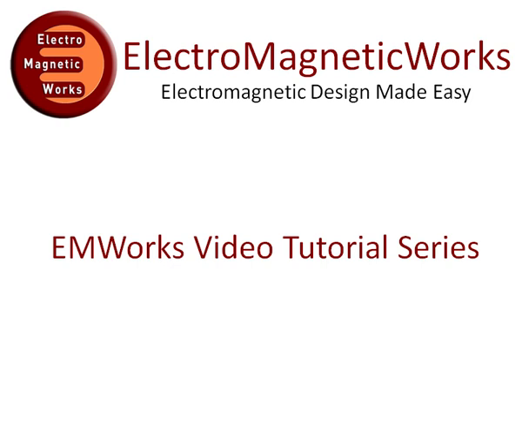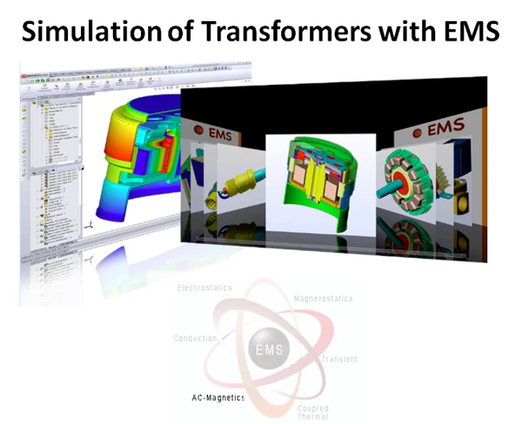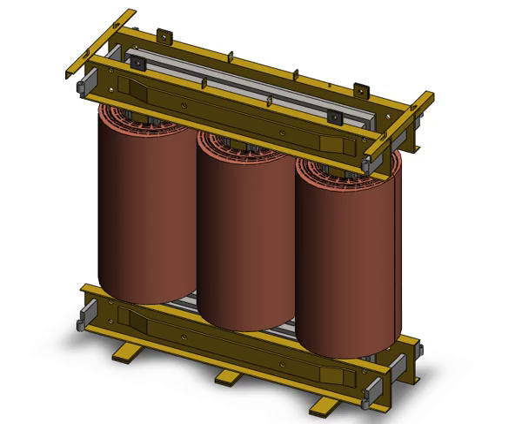This series is a collection of videos that will show you firsthand how accurately and how quickly you can get designs analyzed and optimized inside SolidWorks. This video will show you how to use our electromechanical simulation package, EMS, to simulate a three-phase transformer inside SolidWorks. In this tutorial, we will cover the AC magnetic simulation module.